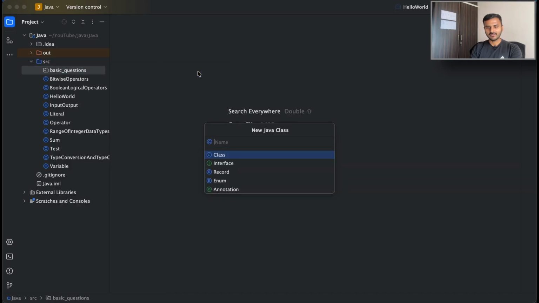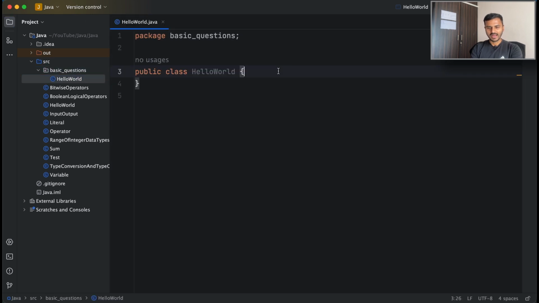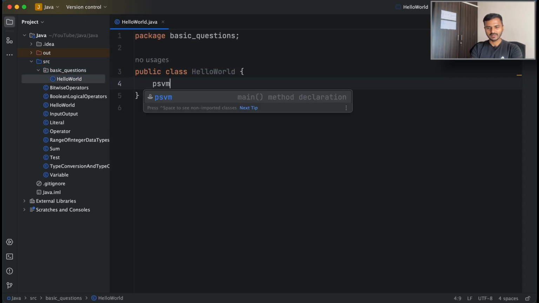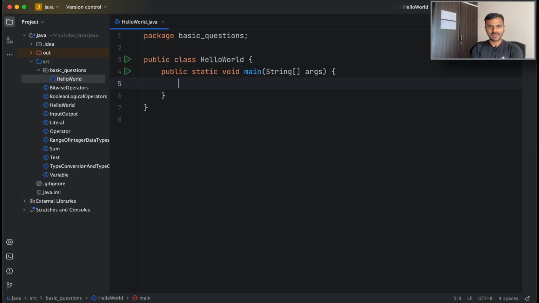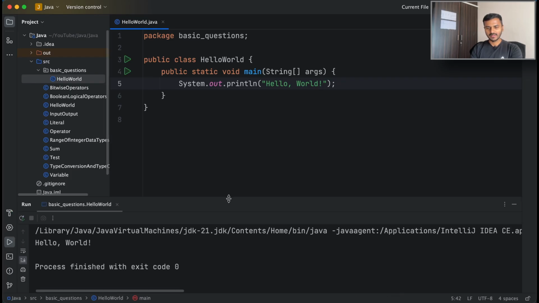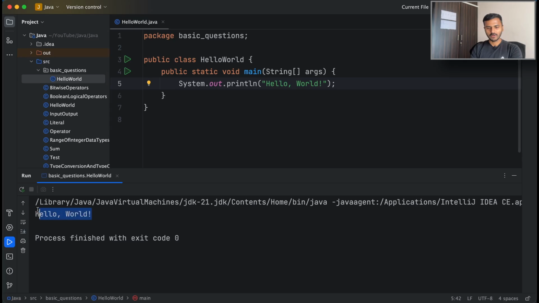So let's create a Java class and let's name this Java class hello world. And what we have to do over here is, first of all, have the main method where all we have to do is print hello world on the screen. And we know how to print something on the screen, right? We can make use of system.out.println, and we can say within a pair of double quotes, hello, comma, world. And that is it. And if I run the code, what do we get? Well, we get hello world printed on the screen.